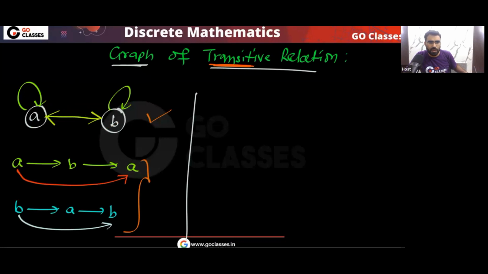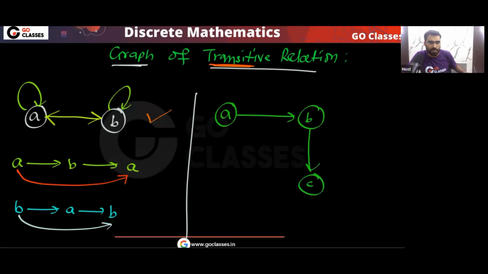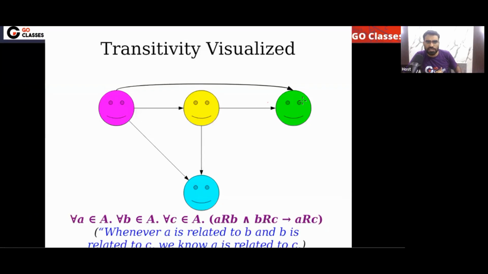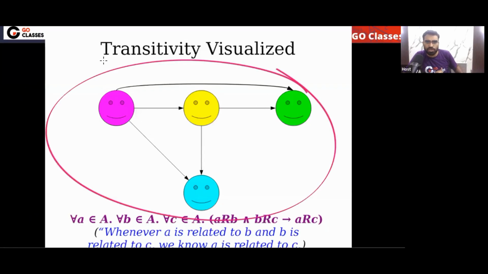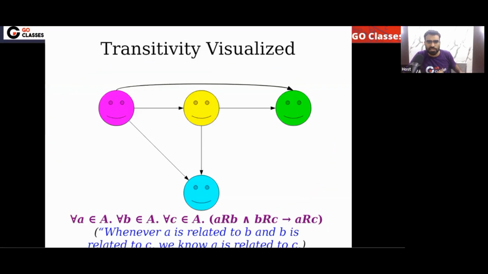Now let's see another situation. If A is related to B and B is related to C, then remember, in a transitive relation, A must be related to C. So these two things you have to check whenever a graph is given to you, and you have to check whether this relation is a transitive relation or not.